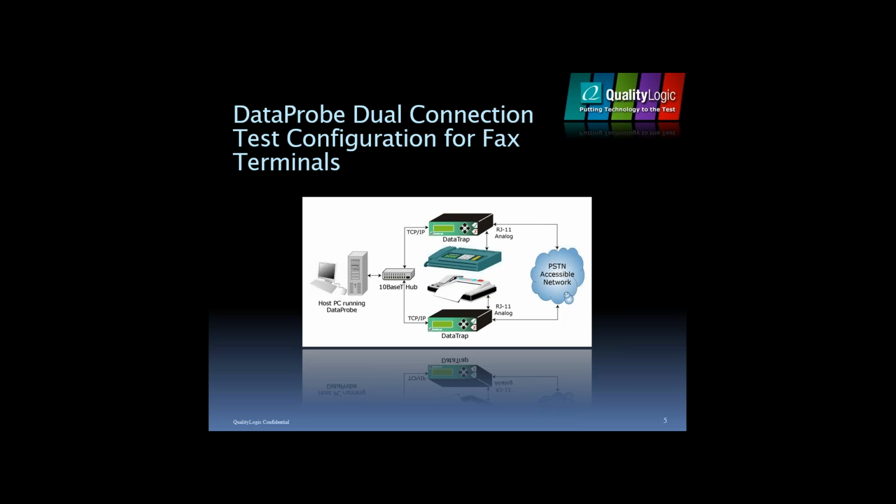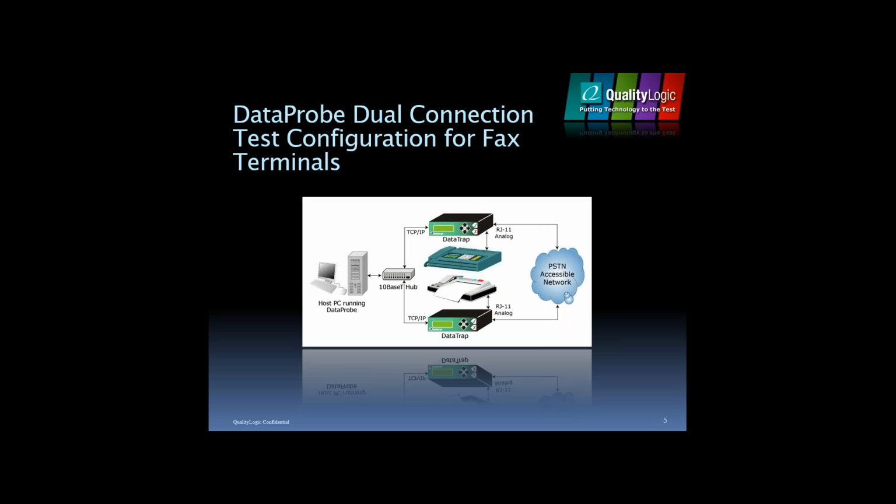The data trap monitors the actual RJ11 analog communications between the fax terminals and the PSTN or other device that they may be connected to. Now, a point to recognize about this is that DataProbe is listening to these communications. It in no way, shape, or form influences them. Its purpose is to be a transparent monitor. So it will record whatever goes on between the two fax terminals and report it back to the host PC.